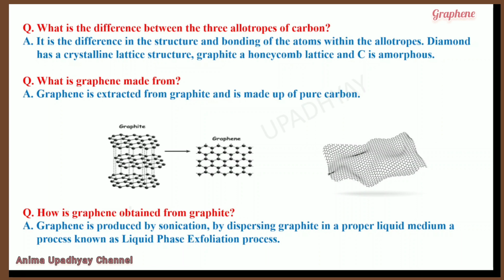What is graphene made from? Graphene is made up of pure carbon and it is extracted from graphite. As you can see in the figure, I have shown you how the graphene is getting extracted from graphite. How is graphene obtained from graphite? Graphene is produced by sonication, that is by dispersing graphite in a proper liquid medium, a process which is known as liquid phase exfoliation process.